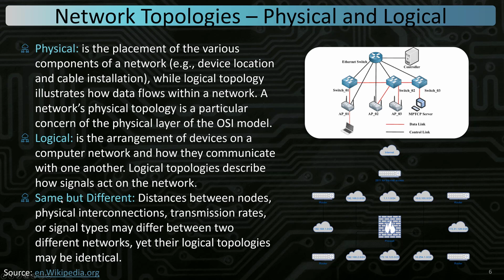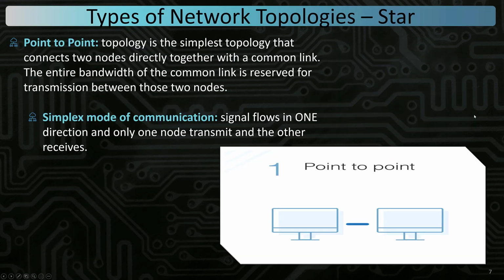These are both same but different. Distances between nodes, physical interconnections, transmission rates, or signal types may differ between two different networks, yet their logical topologies may be identical. Meaning, we may have a bus network or a star network that utilizes the same equipment, or different equipment, such as a star utilizing a hub versus a bus utilizing a main line, but the logical is going to be the same. So here's another example down here of sort of a logical network. And when we're talking about logical, think about the IP addresses, think about the protocols.